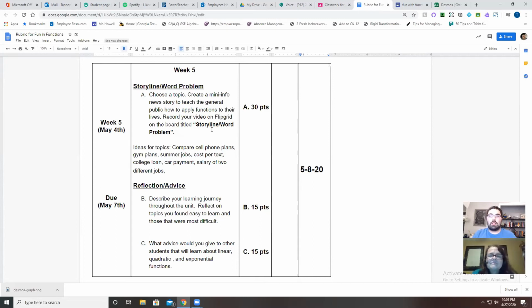Cost per text message, college loans, that's going to be exponential most likely because you're going to have interest rates involved. Car payments, also exponential because you're going to have interest rates involved. Salary of 2 different jobs. I mean, those are not the only things that you're limited to, but those are examples that you can use.